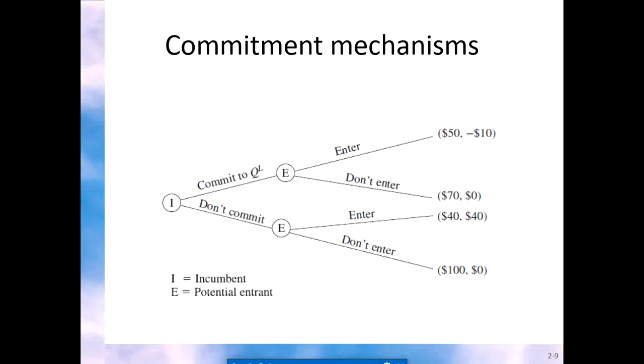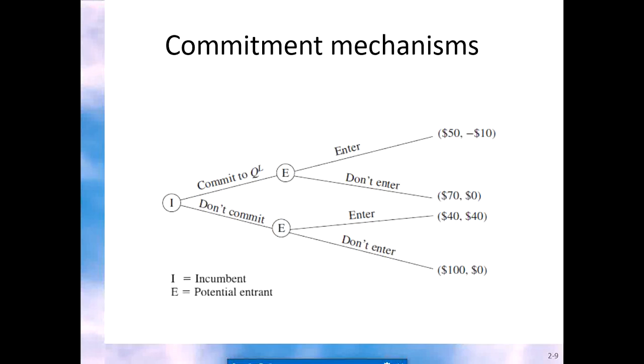But if the monopolist does not commit to produce QL, the new entrant is going to decide. If it does not enter, then the monopolist will earn 100 profit, which is the monopoly profit, and the new entrant will earn 0. But since this gives an incentive for the new entrant to enter, if the monopolist did not commit to produce at QL, the new entrant will enter, and both companies, monopoly and new entrant, earn 40-40.